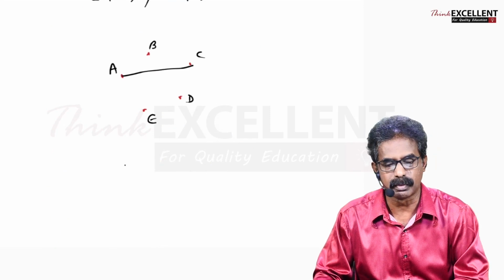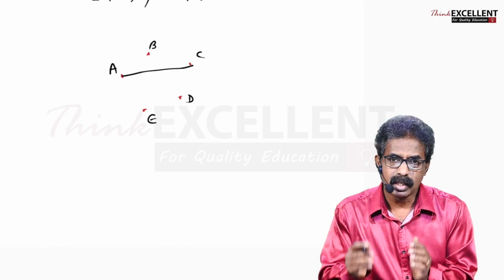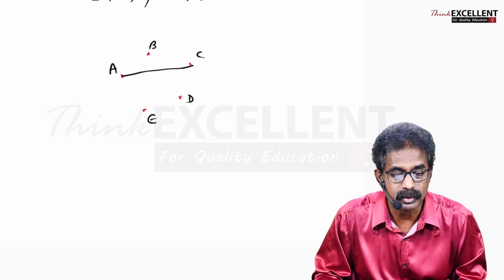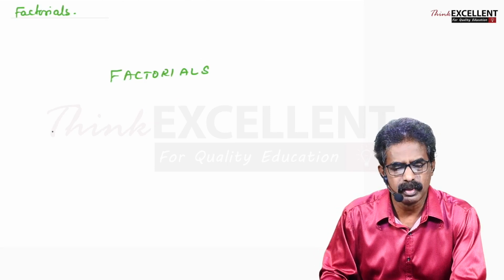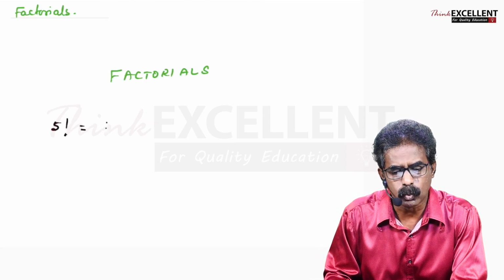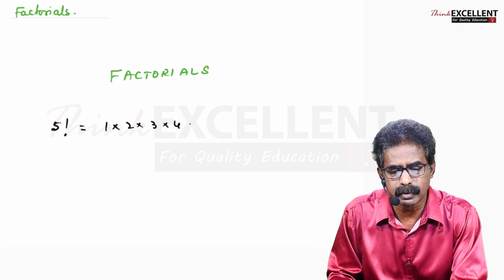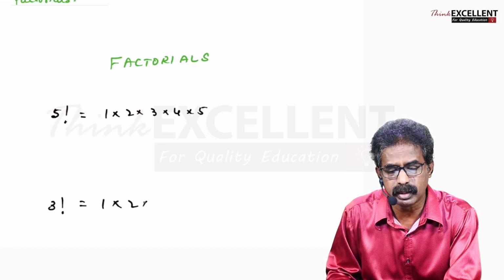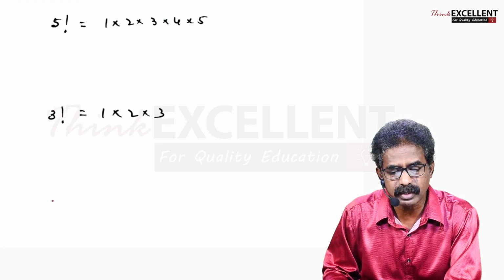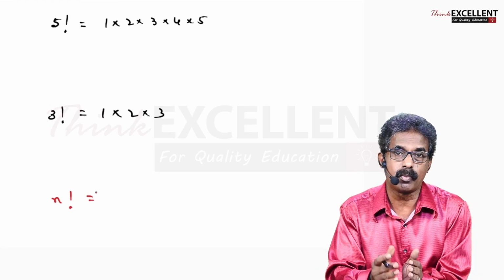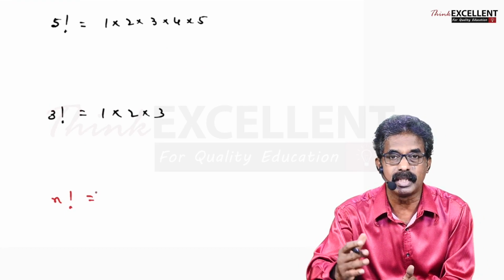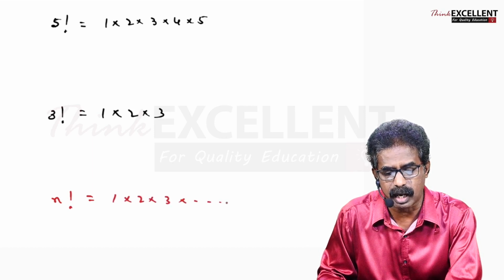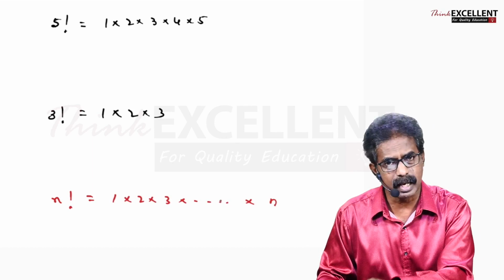So briefly, I'll explain a few sums also. But if you want to learn this topic thoroughly, for permutation and combination you basically need factorials. See, 5 factorial means 1 into 2 into 3 into 4 into 5. Suppose 3 factorial, that means 1 into 2 into 3. So what is n factorial? Factorial means you start from 1, 2, 3 and continue till you reach that number. So n factorial means 1 into 2 into 3 and so on, up to n, the previous number being n minus 1.